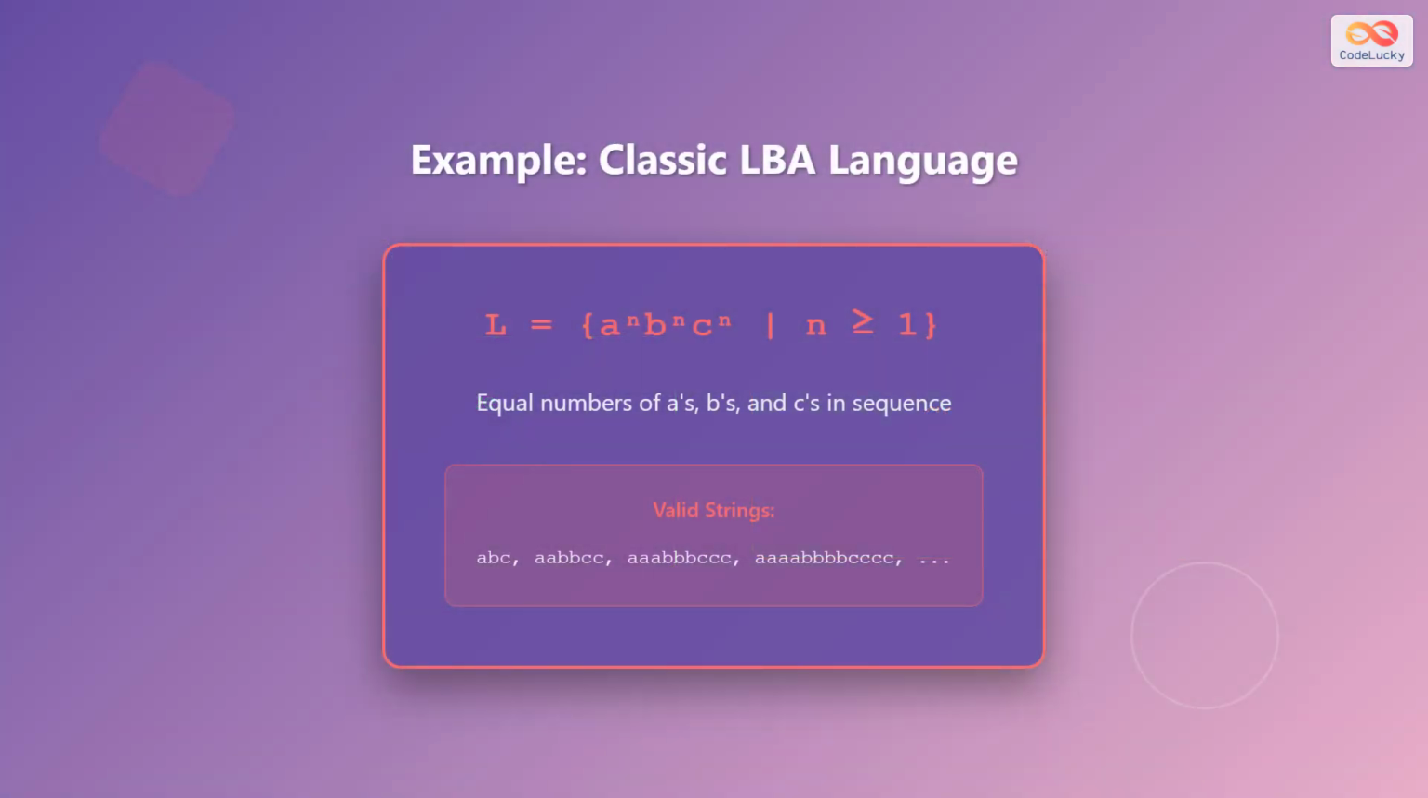Let us consider the classic linear bounded automata language L, which is defined as the set of strings consisting of A to the power of n, B to the power of n, and C to the power of n, where n is greater than or equal to 1. This means the language consists of strings with an equal number of A's, B's, and C's appearing in that sequence. Examples of valid strings include ABC, AABBCC, AAABBBCCC, and so on.